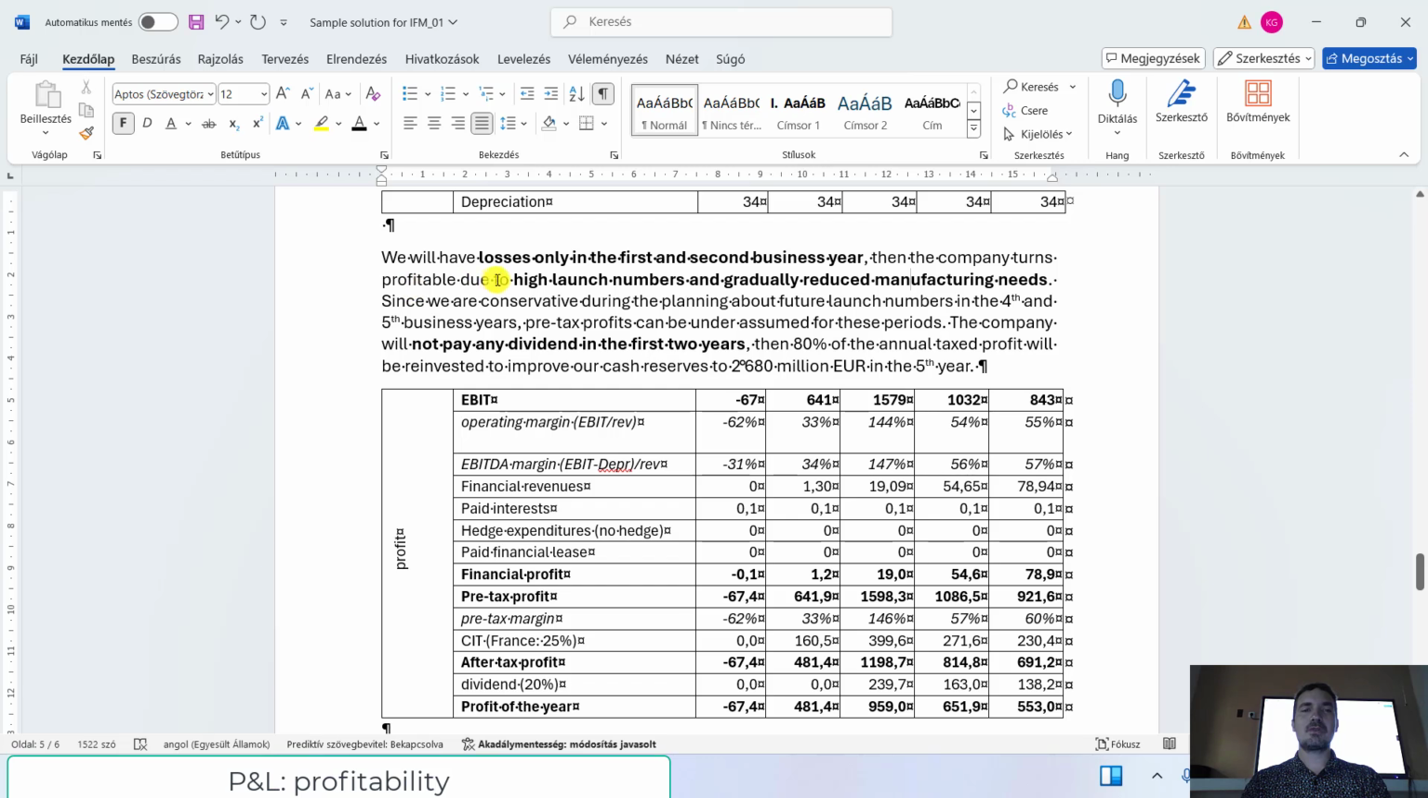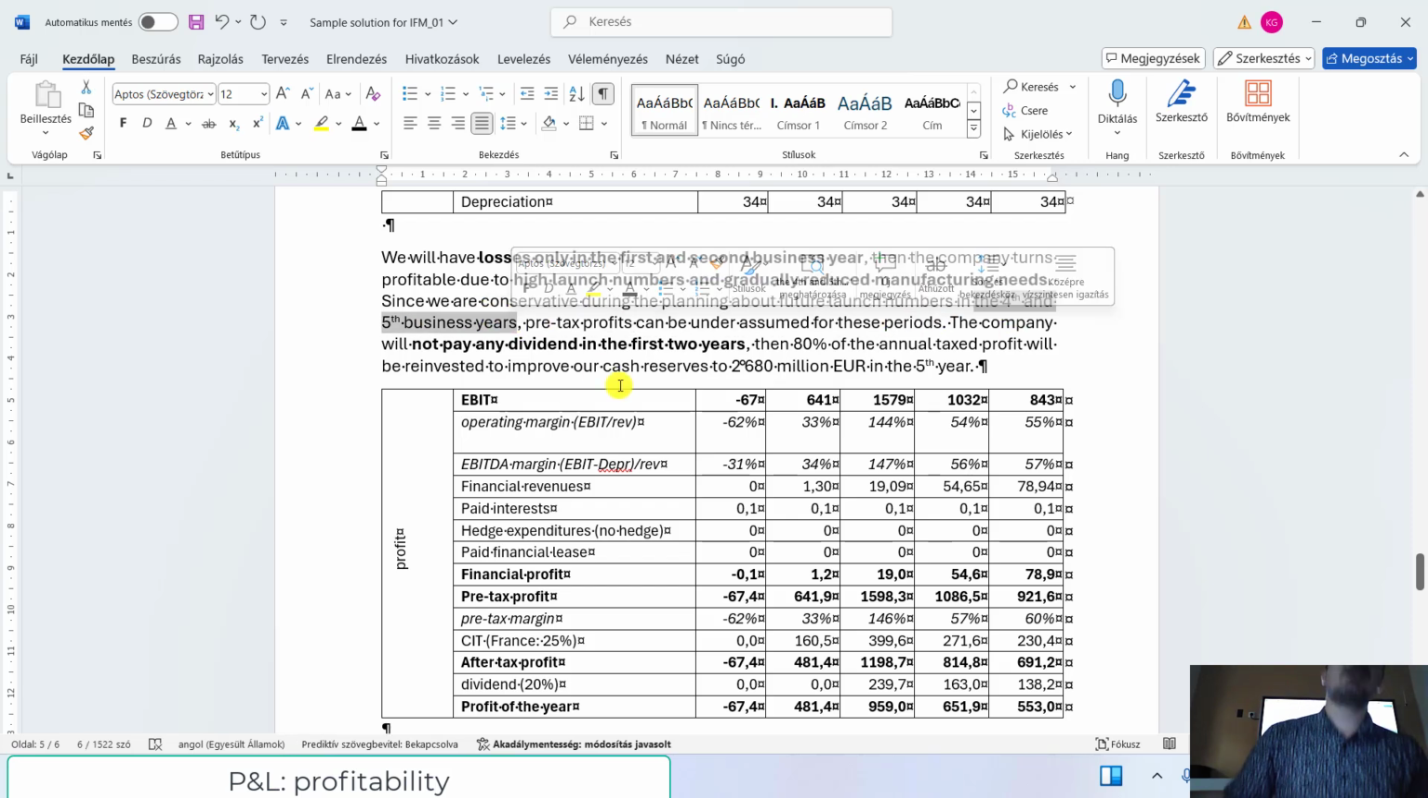Then the company turns profitable due to high launch numbers and gradually reduced manufacturing needs. Since I'm building a Ferrari of a first stage, obviously I will suffer in the first 2 years. And we are conservative during planning about future launch numbers in the 4th and 5th business years. Yeah, this is when I should also talk about the satellite market.